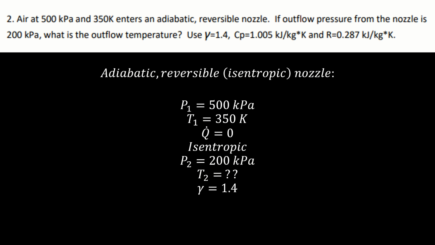Essentially what we're given is our initial pressure and temperature. We know that the heat transfer rate is 0 because it's adiabatic and reversible, which indicates that we're also isentropic. Our outflow pressure is 200 kilopascals. We're given our gamma constants, and we're just solving for the outflow temperature, T2.